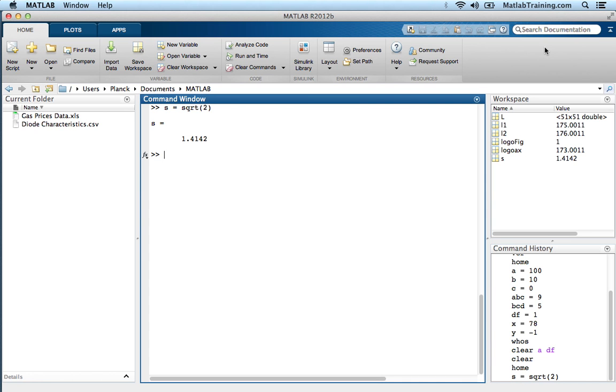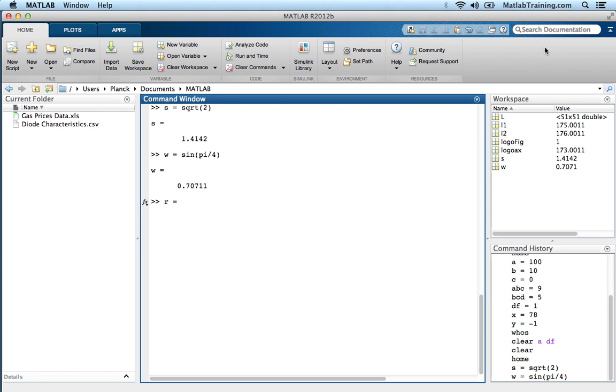Likewise, I can compute the sine of a number, let's say w equals sine of pi over 4. Pi is a predefined quantity in Matlab, which is 3.1416 approximately. And that is your sine pi over 4, which is 1 over square root 2 or 0.707 into the variable w.